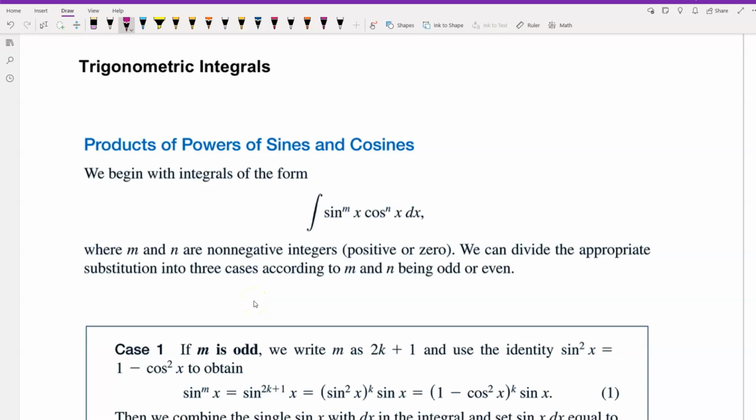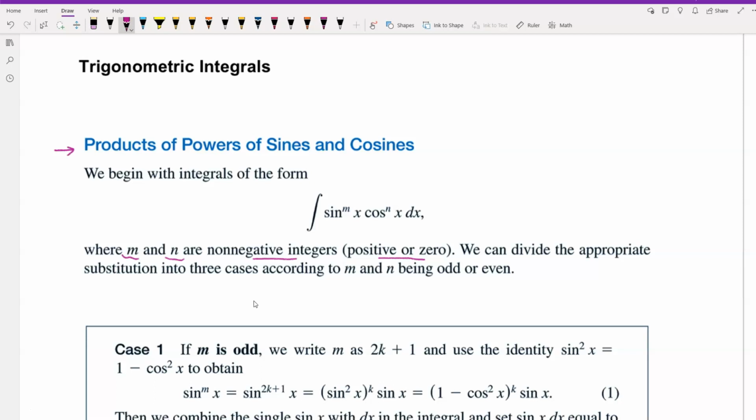Here in this section we have trigonometric integrals, products of powers of sines and cosines. So what we have here is the integral of sine to the power m times cosine to the power n times dx. m and n are non-negative integers, but that means m and n are positive or zero.